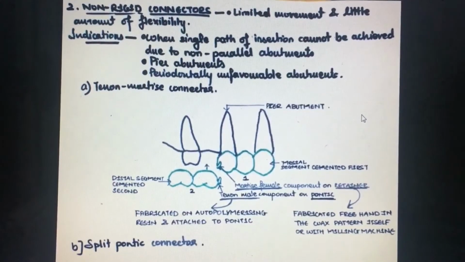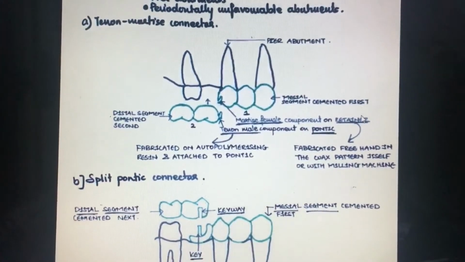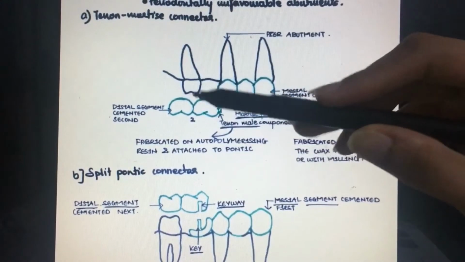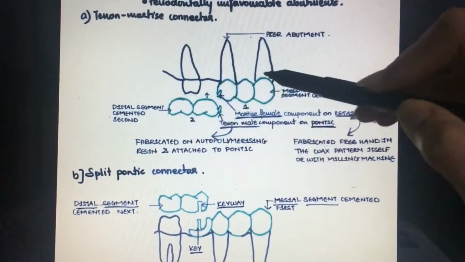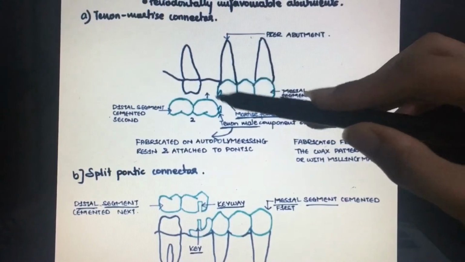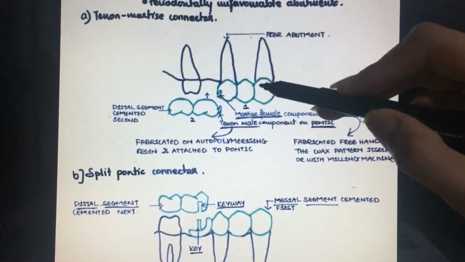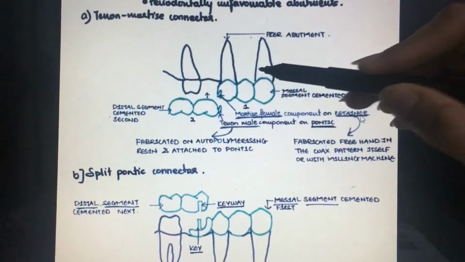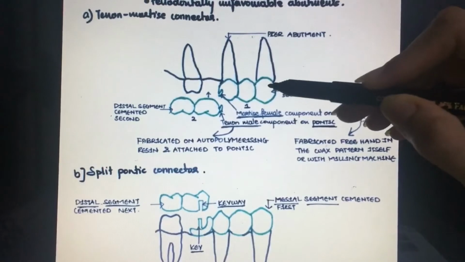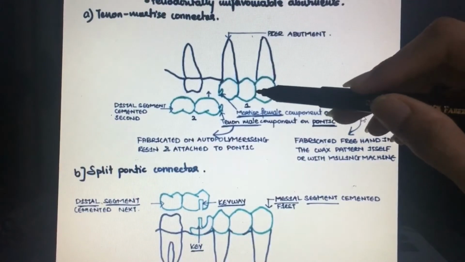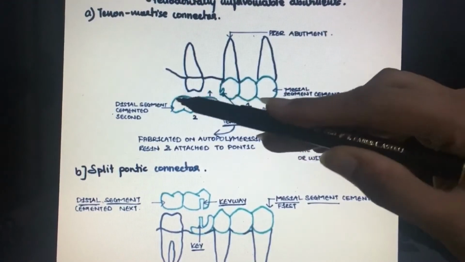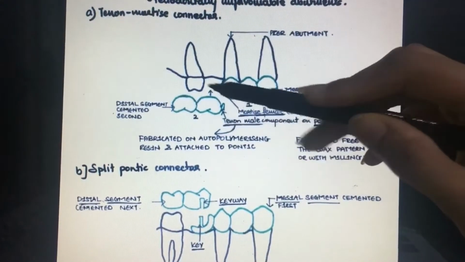The first one is the tenon mortise connector. This is a 3-unit FPD component, and it consists of a male component and a female component. The male component is the tenon and the mortise is the female component. First, the female component is fabricated and cemented, and after cementation of the female component, that is the mortise, we cement the second component, which is the distal segment, or the tenon component, or the male component.